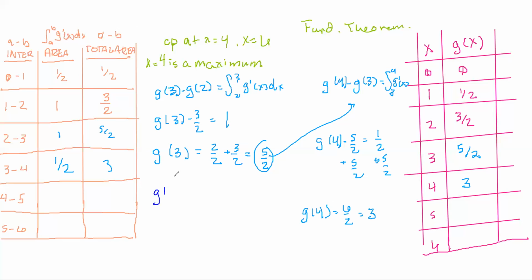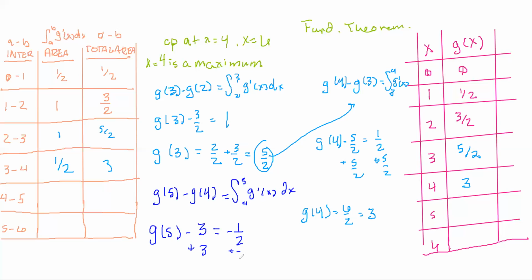So we have g of 5 minus g of 4 is equal to the integral from 4 to 5 of g prime of x dx. And this is going to be a little bit different because we know that we have g of 5 minus 3. And this is equal to negative 1/2 because now we have a negative integral. So we're going to add 3 to both sides again. But g of 5 is going to equal 5 over 2.